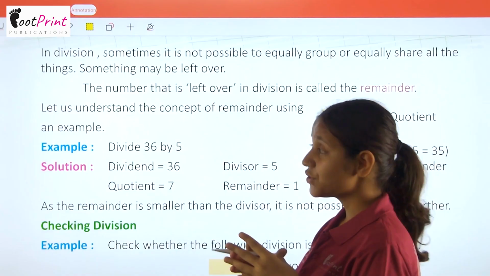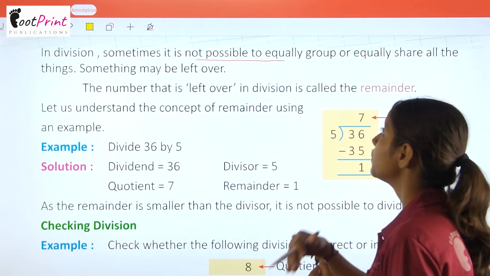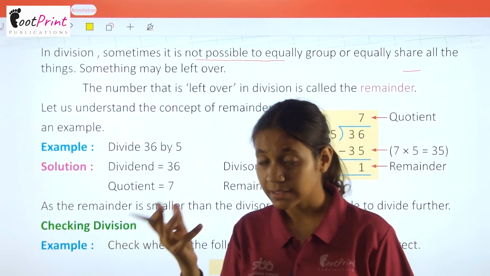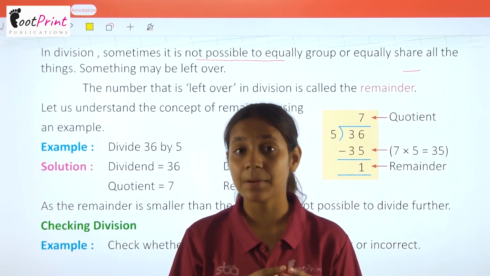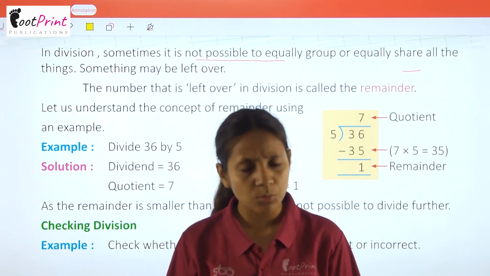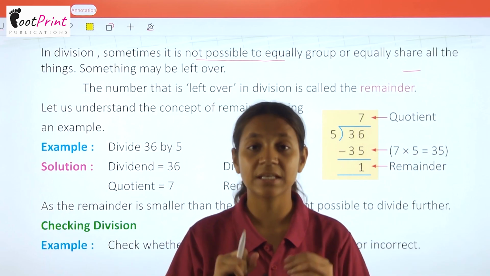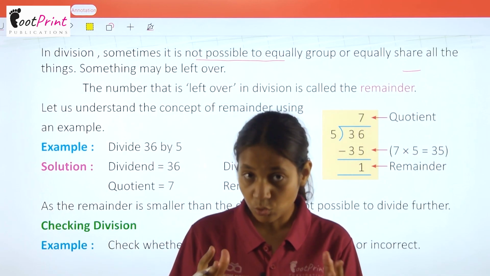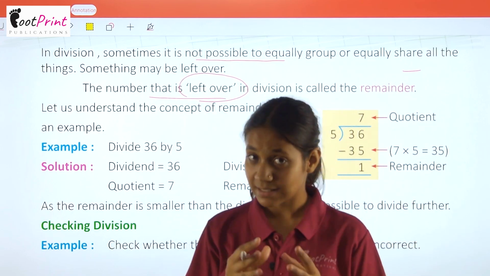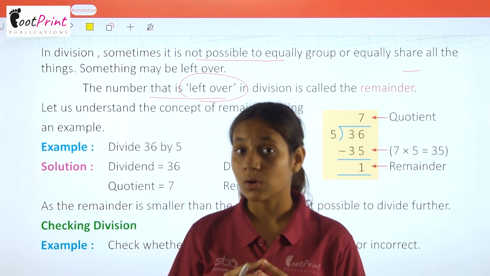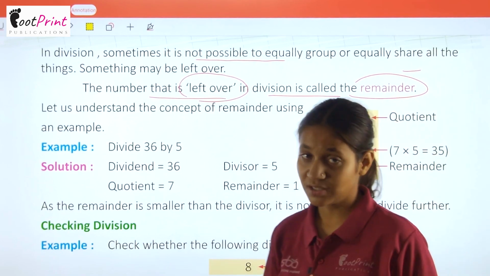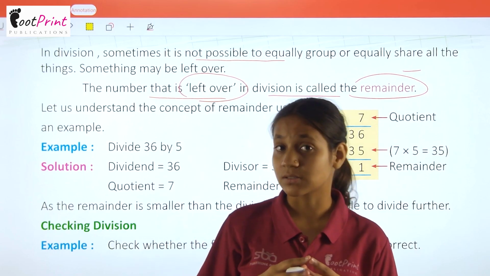In division, sometimes it is not possible to equally group or equally share all the things. Something may be left over. Many times the dividend, the stock we have, cannot be equally distributed among every group. After distributing to everyone, something is left over. The number that is left over is our remainder. In division it is called the remainder.